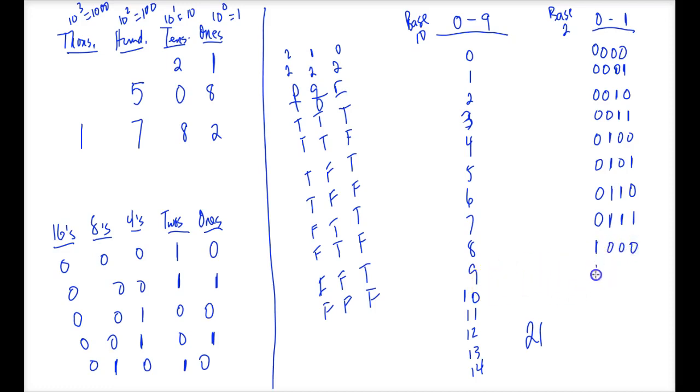For 9, I would have one group of 8 and one group of 1. For 10, I would have one group of 8 and one group of 2 and nothing else. And let me get rid of this here.